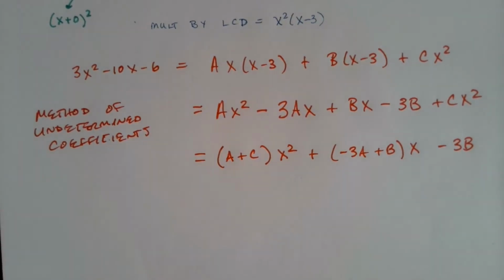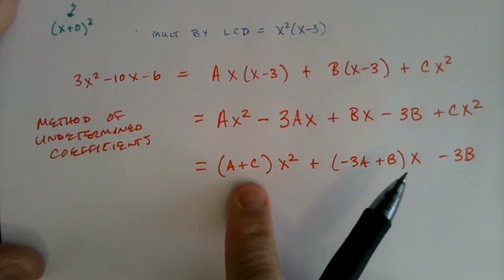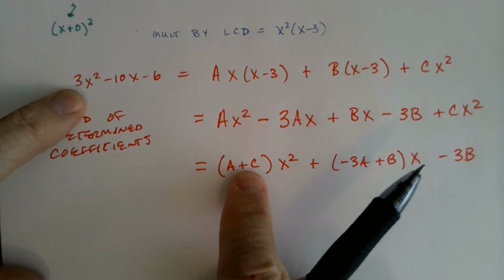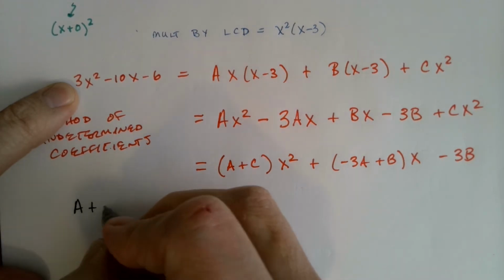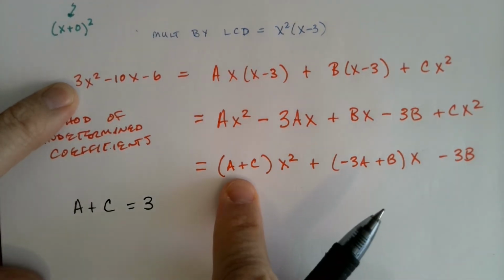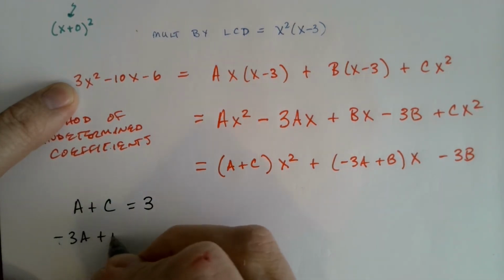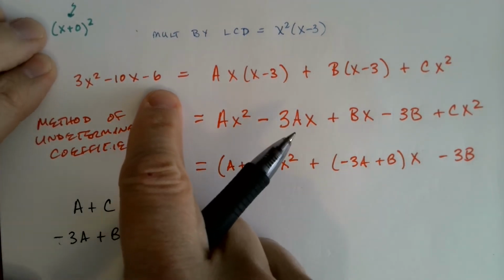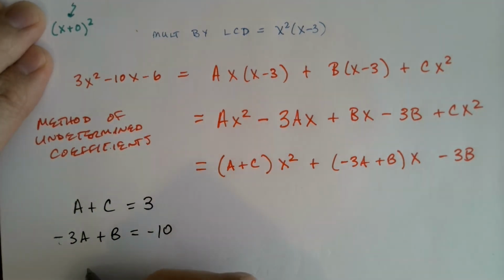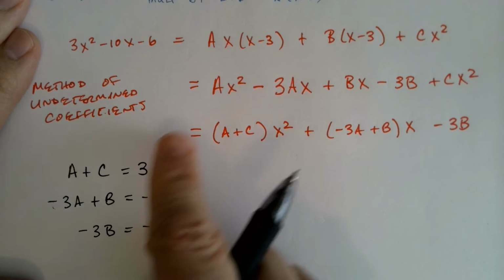Okay, and so the method of undetermined coefficients says we have to have the coefficients match. In other words, a plus c has to be 3 for these to be equal. Do you see that? And the coefficient in front of x, negative 3a plus b, has to be negative 10. And the constant term has to be negative 6. Does everyone see that? So that's the only way these are going to be equal.